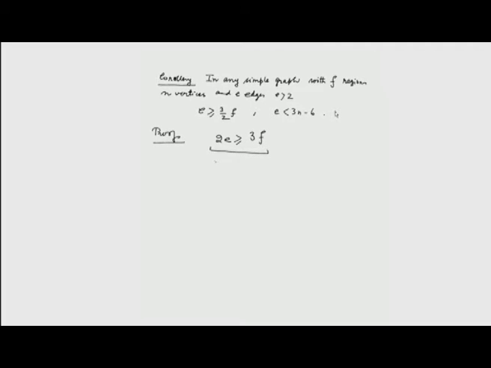Now, if on the other hand we put Euler's formula over here, we get f is equal to E minus n plus 2, then I get this is equal to thrice E minus thrice n plus 6, which gives me, after reduction, E is less than or equal to 3n minus 6.